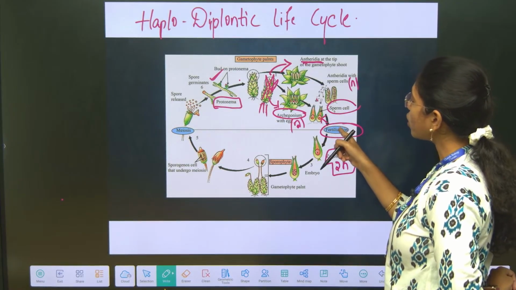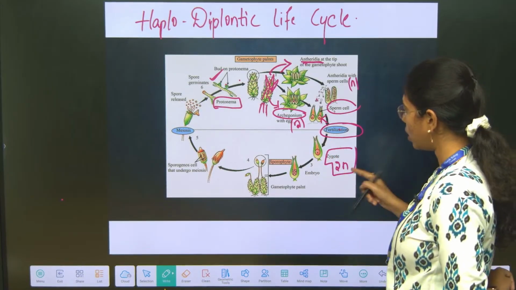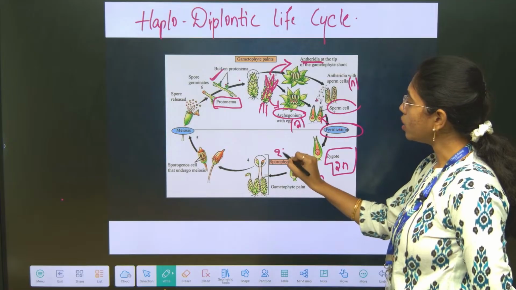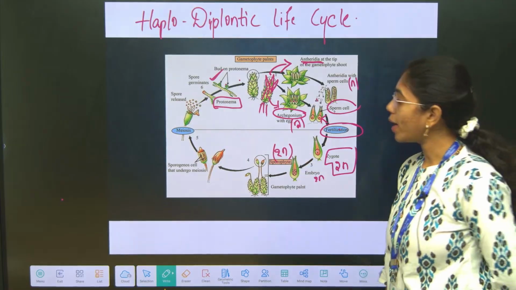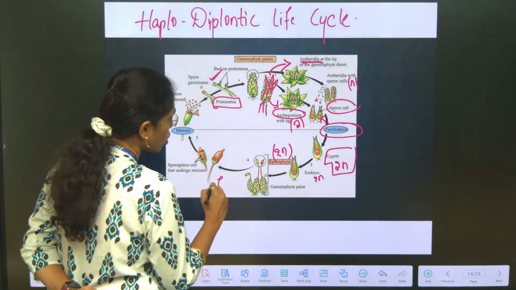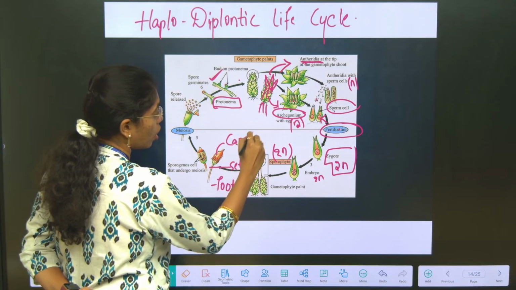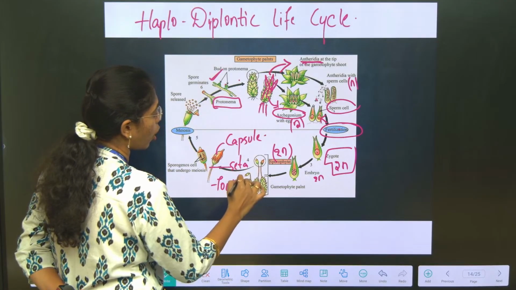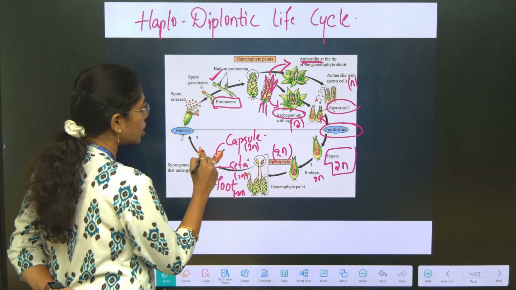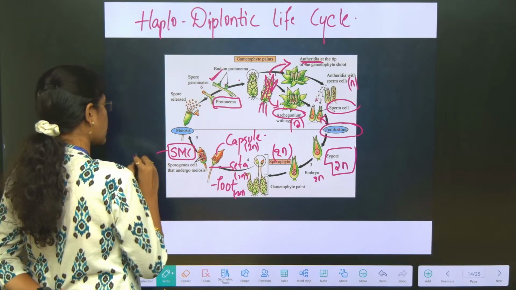And the site of fertilization is what? Archegonium is the location of fertilization. This diploid zygote matures to a diploid embryo, and this develops into a diploid sporophyte. And this diploid sporophyte consists of what? If it is Funaria, it has foot, seta and capsule. Foot, seta and capsule are all diploid only. Inside the diploid capsule you have sporogenous tissue, and this sporogenous tissue has sporogenous cells, which are called spore mother cells. Spore mother cells are diploid.